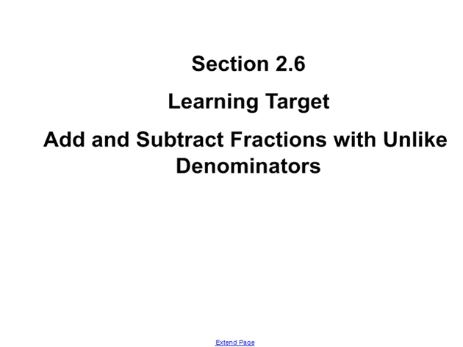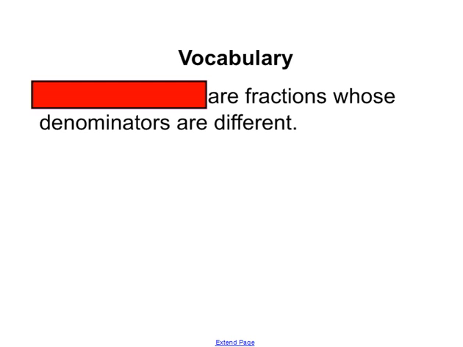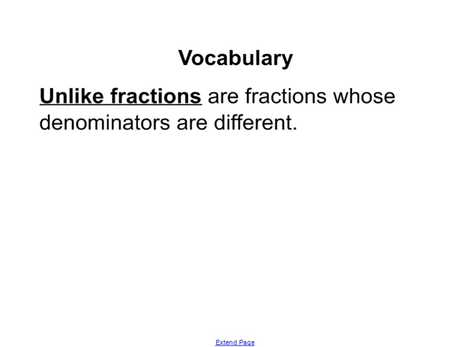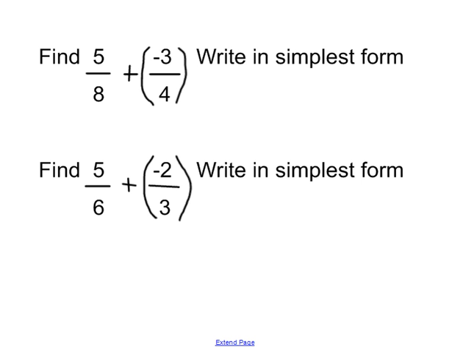Earlier, we learned about adding fractions with like denominators. Well, fractions with unlike denominators are unlike fractions. That's the definition. Looking at this first problem here, we can see that we do not have similar denominators, so we have to make some adjustments so that we do.